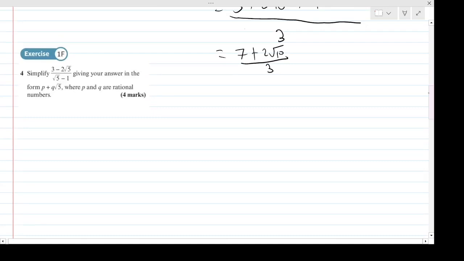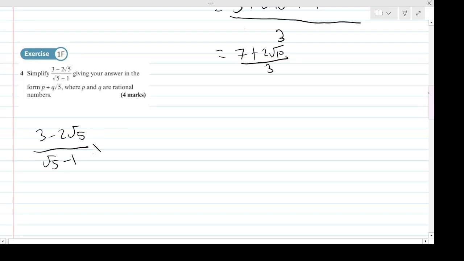So now in this exercise, we are told to simplify 3 minus 2 root 5 over root 5 minus 1 in this form here. Notice how there's no fraction. Well, we need to get rid of the fraction, so we're going to have to rationalise the denominator, right? And in general, when you recognise the denominator has a surd like this, it's probably best to rationalise it anyway. So let's go along with it.